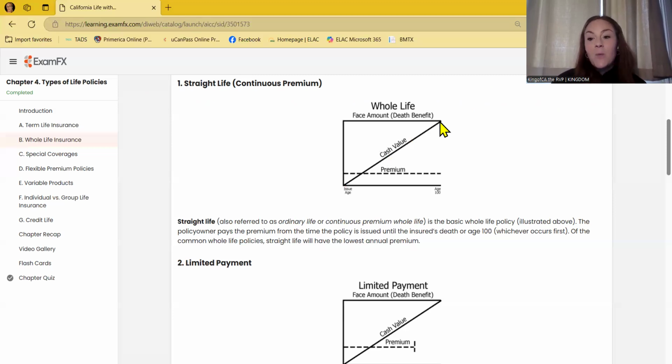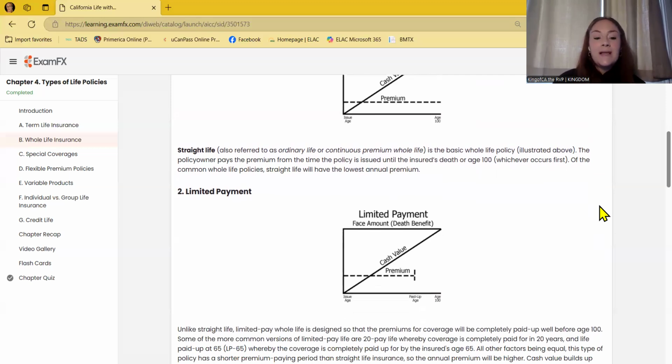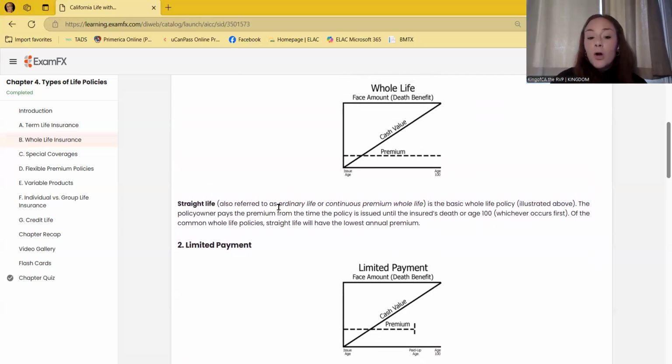At the end of this policy, we are not going to receive both. We only receive one, unless you have an option, which you pay more for, where your family is entitled to both. So this is just how whole life works. Straight life is also referred to as ordinary life or continuous premium whole life. Please write those down really quick. Straight life, ordinary life, continuous premium life. This is the basic whole life policy.